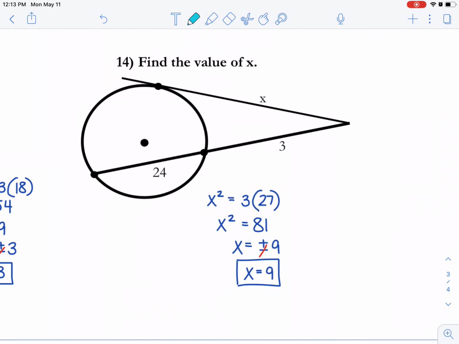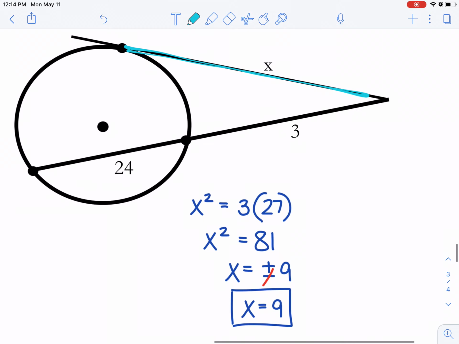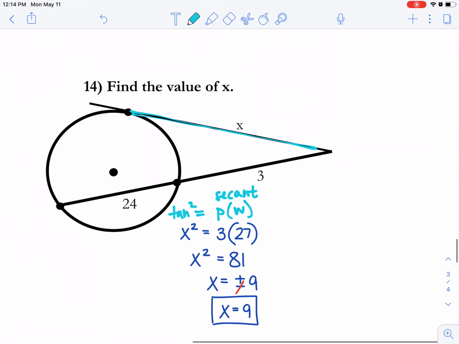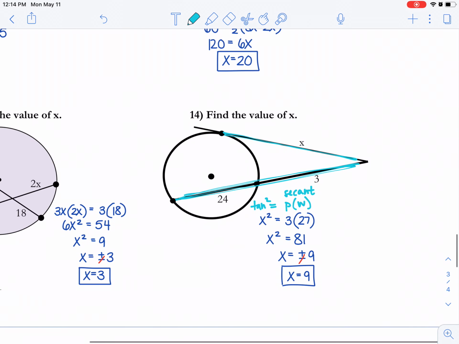Number 14, another good one. Here we have a tangent and a secant. So it's going to be your tangent squared is equal to your secant. And it's actually the outside part times the whole of your secant. Remember that when you're finding your whole segment length for the secant, you're going to add those 2 parts together. So 24 plus 3 gives us that 27.